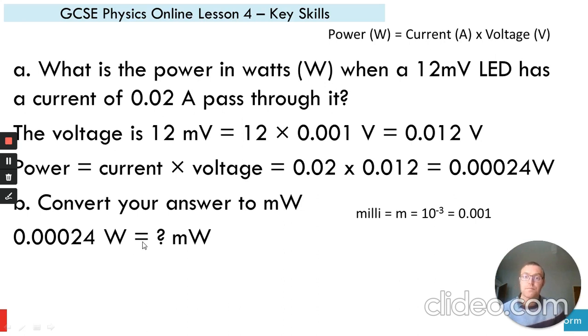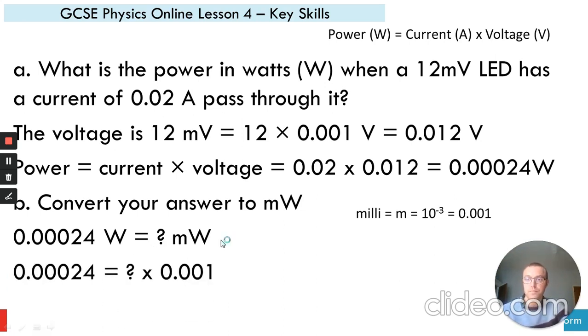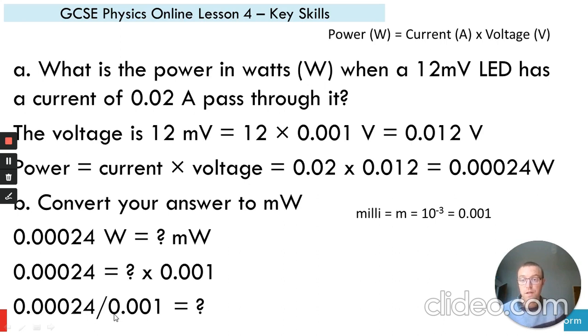0.0024 watts is equal to how many milliwatts? Again, just like we did in the other examples, remove the watts because it's on both sides of our equation. We don't need to worry about it. 0.0024 is equal to a number, which we want to know, times 0.001. Divide both sides by 0.001, and we get 0.0024 divided by 0.001 is equal to the number that we want to know.